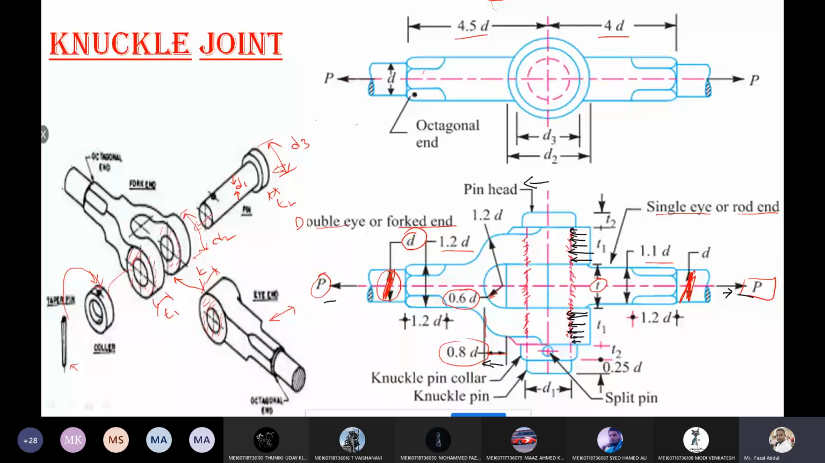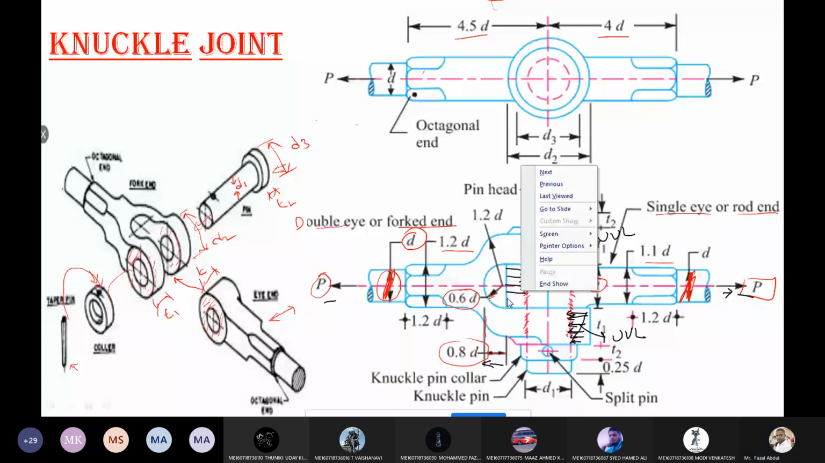It means the load is generated on one end of the pin as a UVL. At this end also the load is generated as a UVL. Here the surface of the pin is covered by the total eye, so the load is generated in this manner. So what type of load is this one? This one is the UDL.